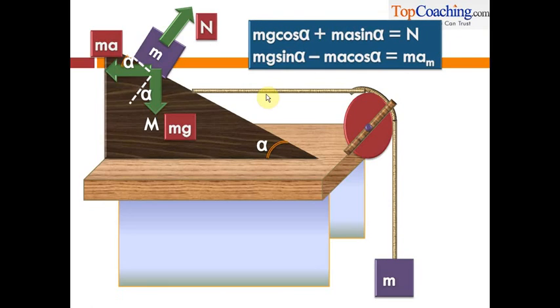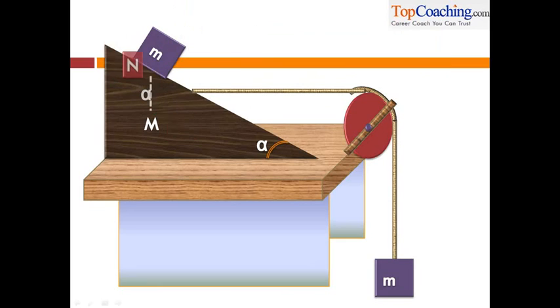Perpendicular to the slope of the wedge, the block of mass small m is at rest. So mg cos alpha, the component of the weight perpendicular to this plane, plus ma sin alpha, the component of the pseudo force perpendicular to the plane, is equal to N, the normal reaction on the block of mass small m.